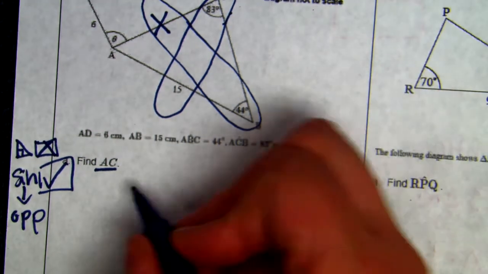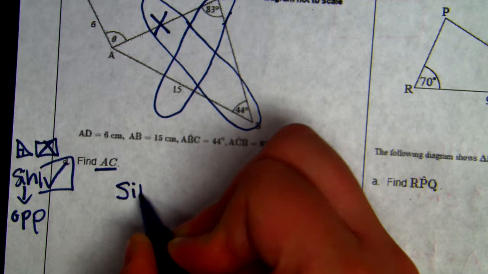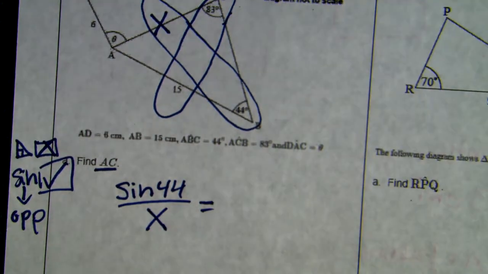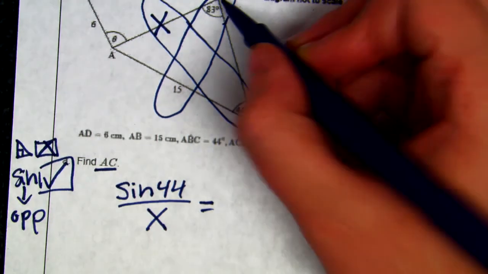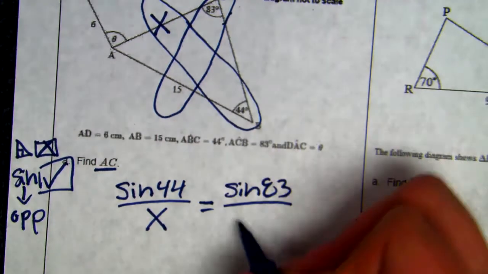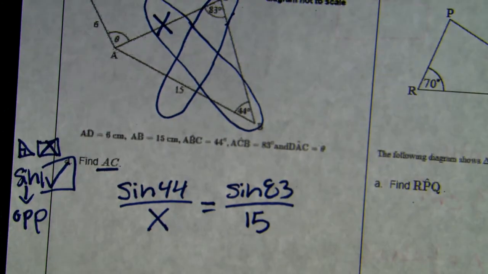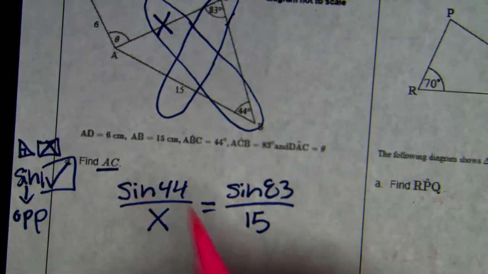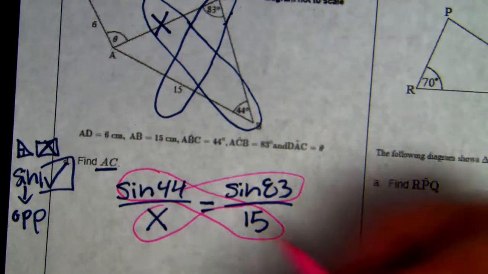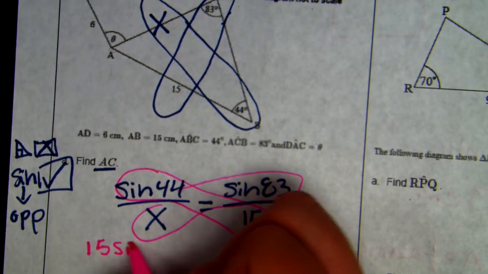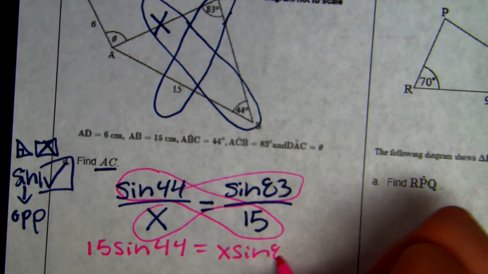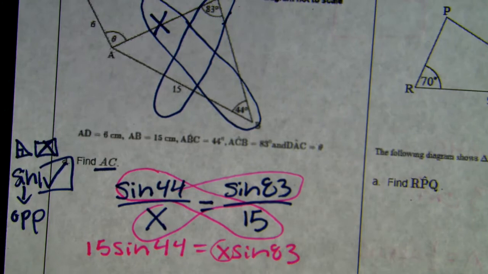If I'm going to use sine rule, I know that I'm going to take sine 44 over the opposite side, that's x in this case, equals sine of my other angle, which is 83, over its opposite side, which is 15. Then from there, I just want to cross multiply. So I'm going to set that up. I end up with 15 times sine 44 equals x times sine 83. Reminder, I'm trying to get this x by itself.